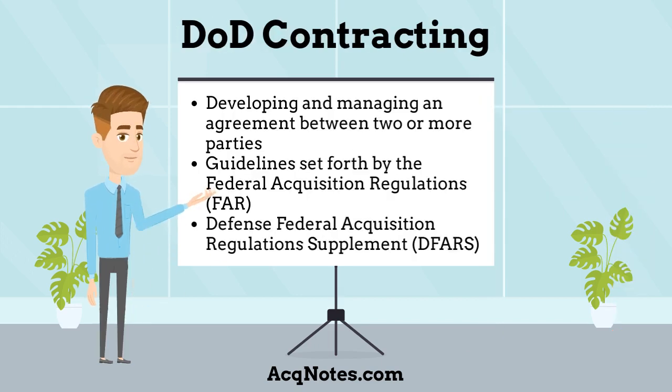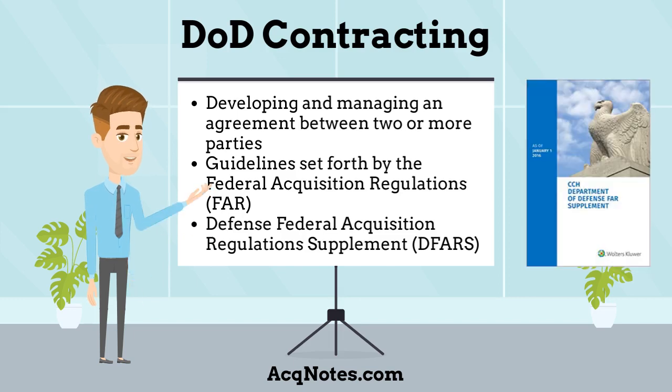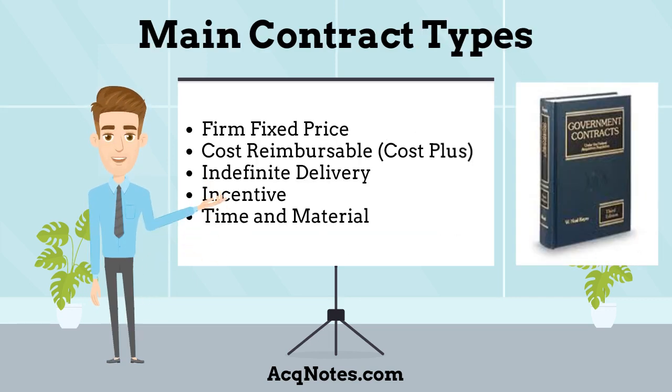Contracting in the Department of Defense, DoD, is developing and managing an agreement between two or more parties following the legal guidelines set forth by the Federal Acquisition Regulations, called FAR. The FAR is the primary regulation for use by all federal executive agencies in their acquisition of supplies and services with appropriated funds. The Defense Federal Acquisition Regulations Supplement, called DFARS, is a subset of the FAR developed specifically for the DoD.